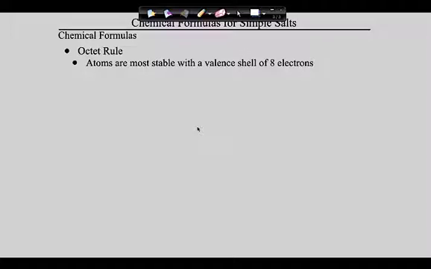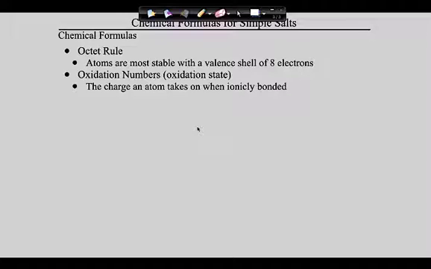So the octet rule tells us that atoms want 8 valence electrons. But because we're now talking about salts, they don't get those 8 electrons by sharing. They get those 8 electrons by stealing or losing. And when we talk about that, we now need to talk about what are called oxidation numbers. Write this down. This is the important stuff. We now need to talk about what are called oxidation numbers or oxidation states.